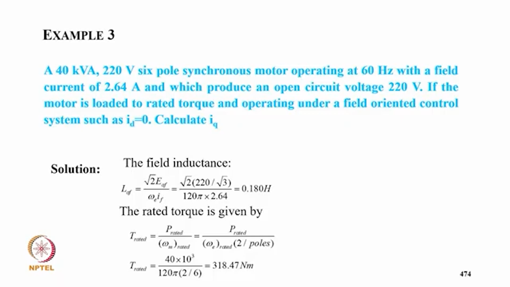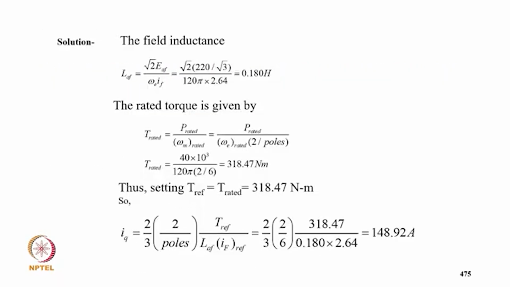Solution: the field inductance LF equals root 2 EF upon omega IF, putting in the values it comes to 0.18 Henry, and the rated torque is T rated equals P rated upon omega, so it comes to 318.47 Newton meter. Thus T reference is T rated, 318.47, so IQ equals 2 by 3, 2 upon 4, T reference upon LF into IF reference, so it comes to 148.92 ampere.